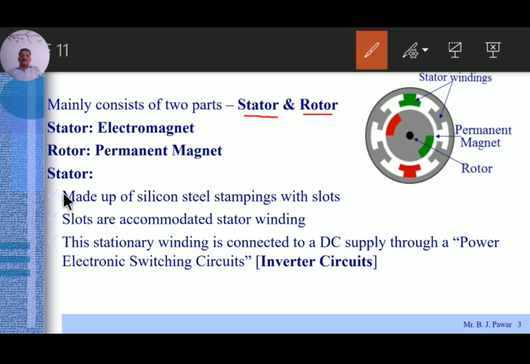Okay, so in detail, that stator is made up of silicon steel slots as shown here. These are the silicon steel stampings, and slots are provided for the winding purpose around it. So slots are accommodated by that stator winding. The stationary winding is connected to DC supply through a power electronics switching circuitry, and that is an inverter circuit. See this one, I highlighted purposely here.